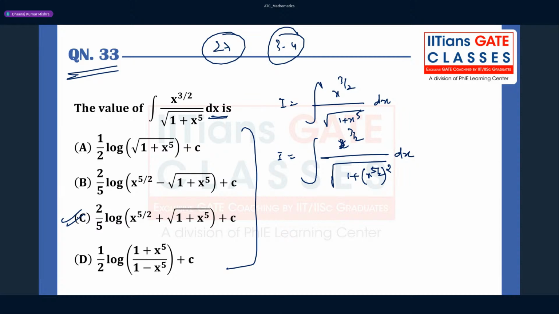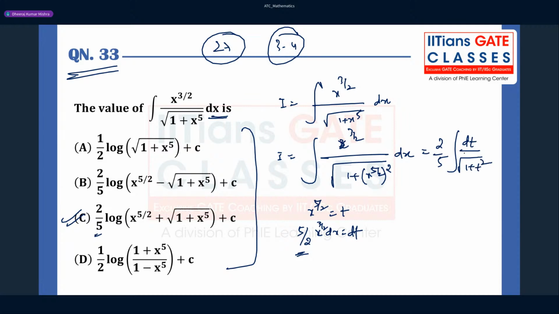So the steps are like this. Then you have to substitute. You can take x to the power 5 by 2 equal to t, and then differentiate this: 5 by 2 x to the power 3 by 2 dx equal to dt. Then you are getting here 2 by 5. This is the reason. You don't have to completely solve this question, and you will get the answer. So we can write this as 2 by 5 integration dt by square root of 1 plus t square.